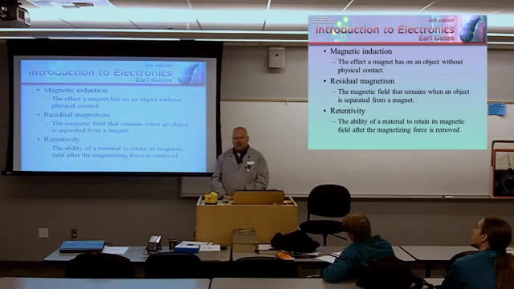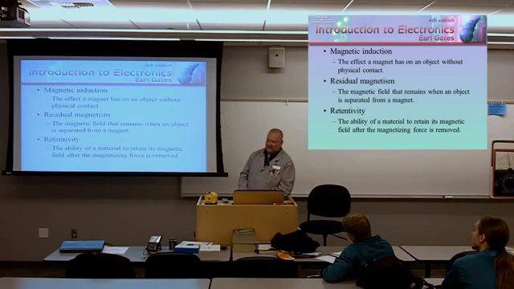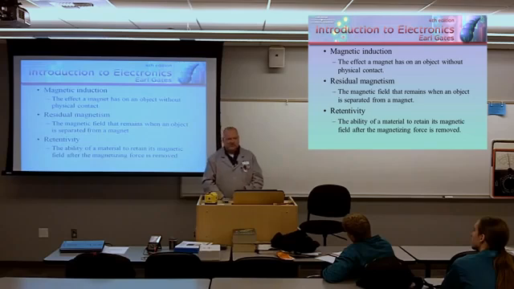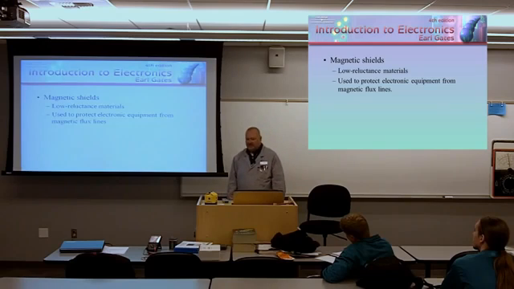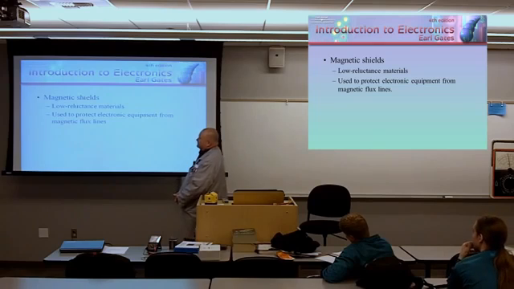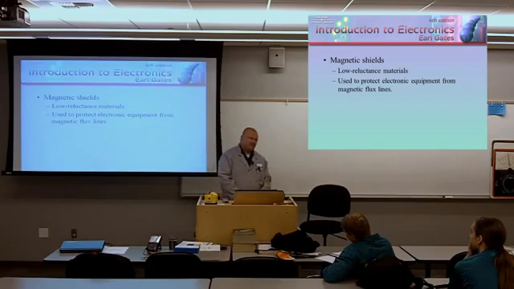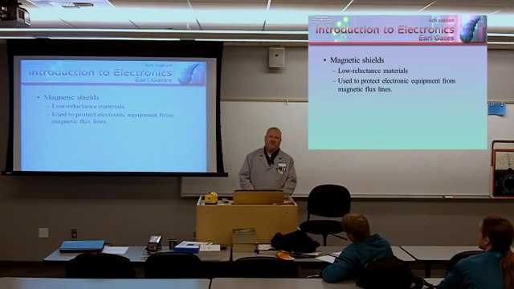Retentivity is the ability of a material to retain its magnetic field after the magnetizing force is removed. So unfortunately, a submarine hull has a high level of retentivity. And that magnetic signature, you want to strip that off because it's not desirable to have a submarine magnetized. Now, magnetic shields are made of low reluctance materials. They're used to protect electronic equipment from magnetic flux lines. Okay? Sometimes we need to protect equipment from these lines of flux because they could cause interference or even worse.